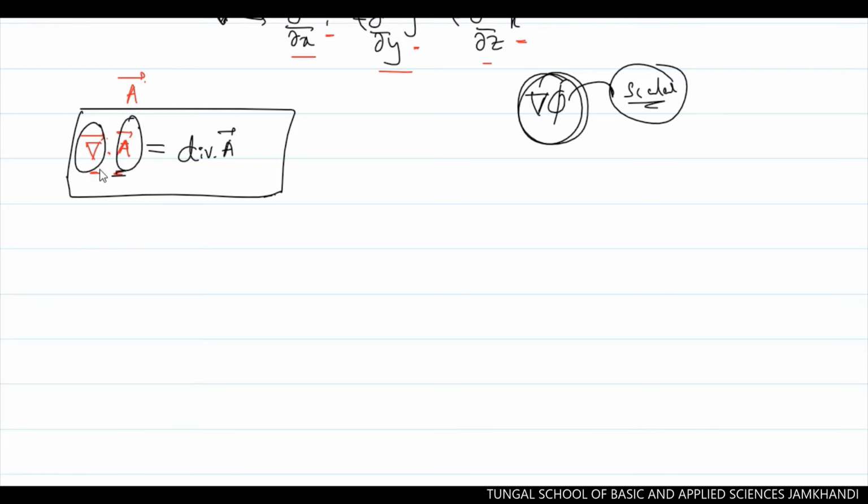So it is a differential operator which is a vector. There is a dot product between a vector and the differential operator, and that is called the divergence. Hence, divergence is defined as the dot product of a differential operator and that vector, and it is called the divergence of that particular vector.